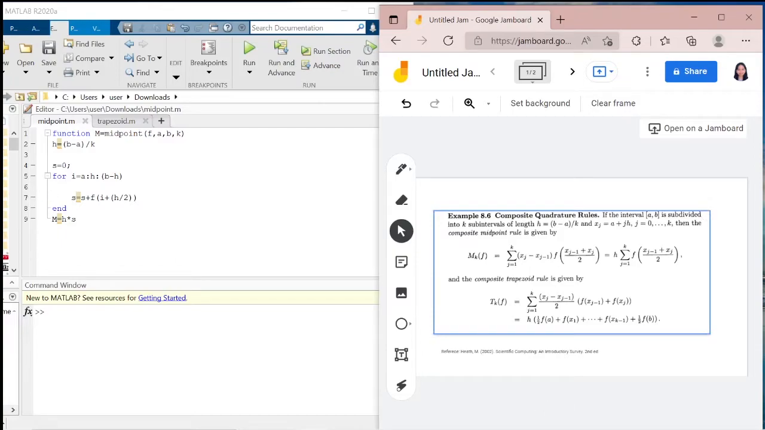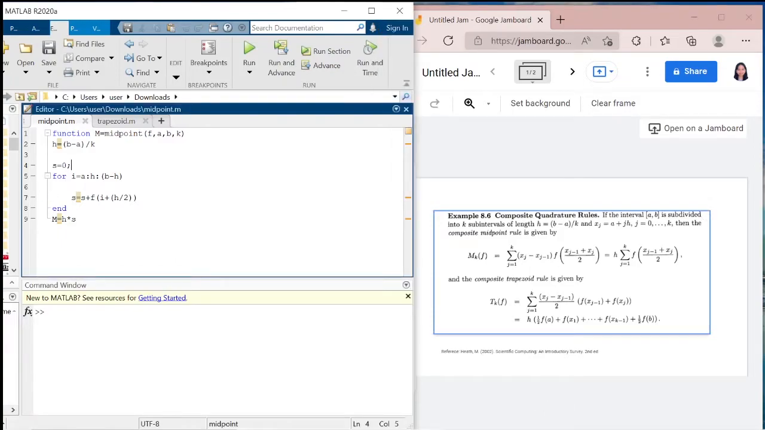The first line of the code is for function m where inputs are defined. F is for the function of x to be integrated. A and B is for the interval boundaries, and K is for the number of subintervals. In the composite rule, length of subinterval H is equal to the quantity B minus A over K. We initialize S to 0.